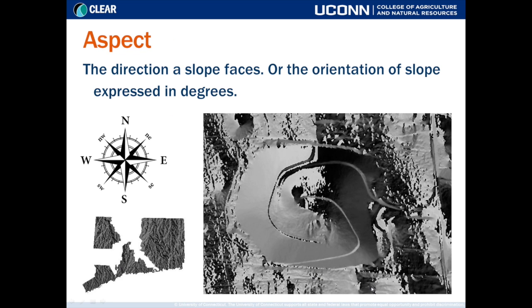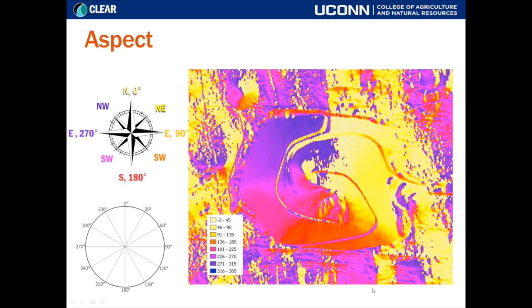The next is aspect. What is aspect? It's the direction a slope faces, or the orientation of the slope expressed in degrees. So if we take a look at a more colorful description here, we can see that north is 0 degrees and south is 180, and the colors correspond to those different degrees around a circle, or around a compass. So if you were to click on the aspect layer in the viewer, which we will do, you will get a degrees value returned, between 0 and 360, which are the degrees in a circle, starting north and going around the compass.